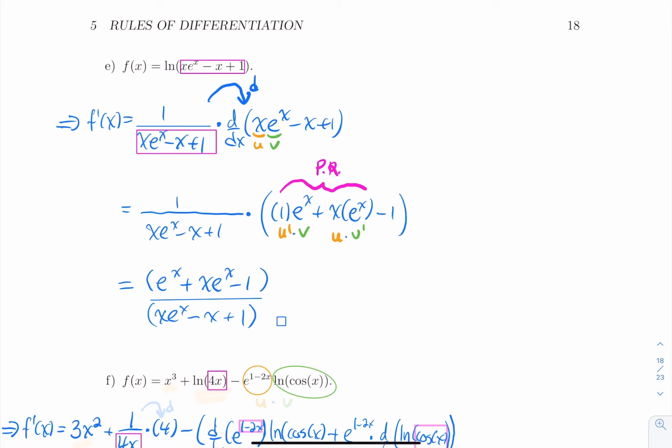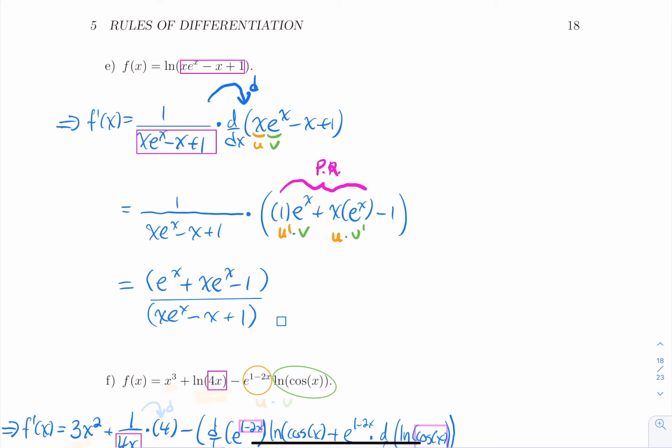And if you wish, you can simplify the expression afterwards. But again, it's very, very crucial to feel that initially this is a chain rule. So we have ln of something, so it becomes 1 over that something times that something prime.